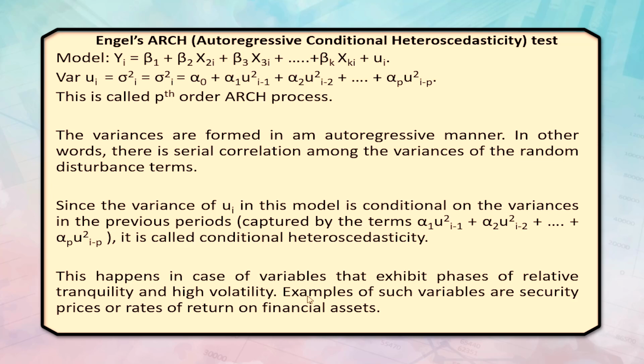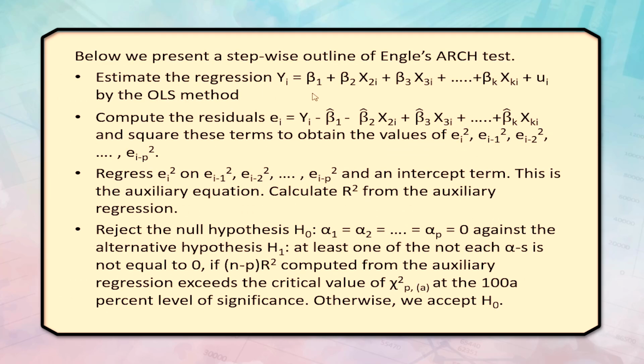What we do is we first regress the original model using OLS, then we compute the residuals, then we get the squares of the residuals. So, ei squares do the proxy for ui squared, or rather the proxy for sigma square i. Then we regress ei square on ei minus 1 square, ei minus 2 square, right up to ei minus p square. From this auxiliary regression, we find the R square, and then we compute n minus p, once again because it is an autoregressive type of heteroskedasticity, so we lose p observations.